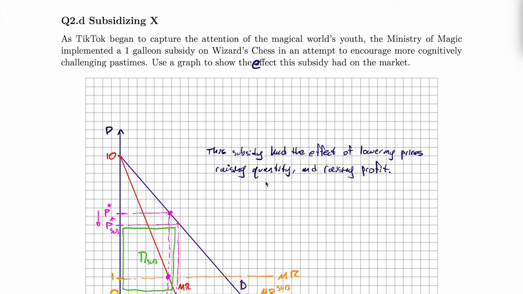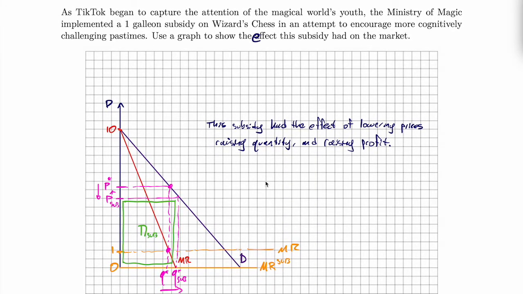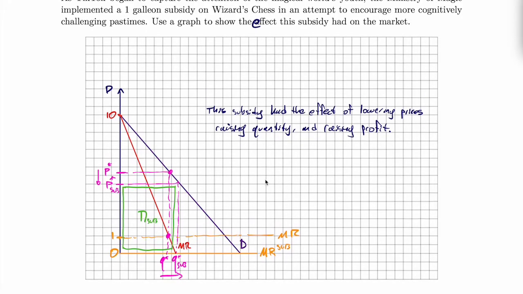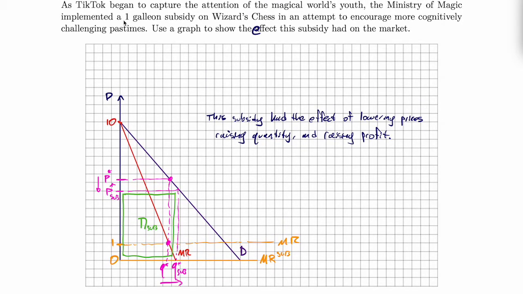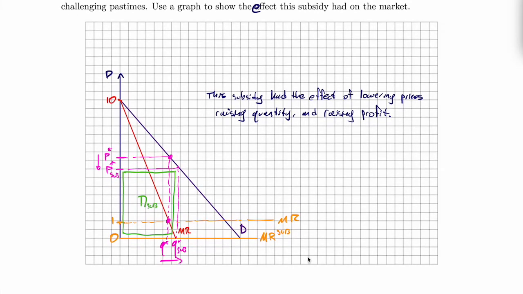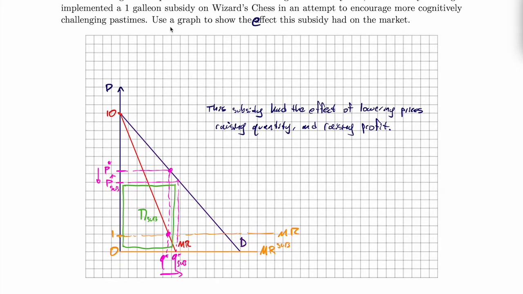Okay. And then the last question here is about subsidizing Wizard's chess. So the idea here is we impose a 1 galleon subsidy on Wizard's chess. And you'll remember marginal cost, this should say marginal cost, was originally equal to 1. So when we subsidize, we're essentially taking one galleon away from the marginal cost. So we're bringing this post-subsidy marginal cost to 0.